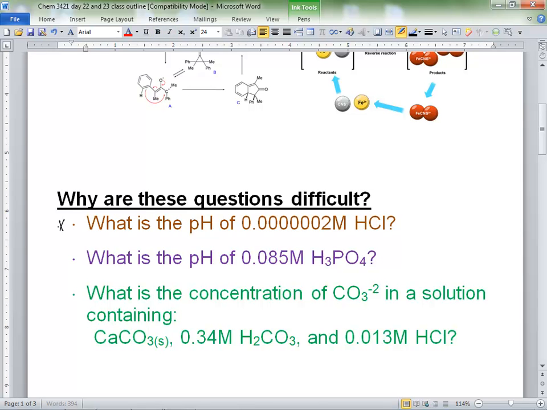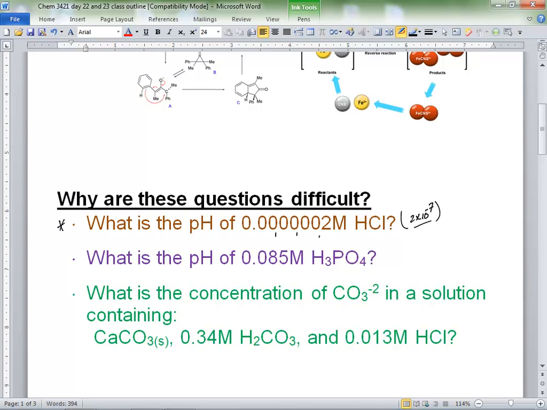Well, let's start with the top one. What is the pH of 0.0000002, how many zeros is that? 2, 4, 6, 2 times 10 to the negative 7. What is the pH of 2 times 10 to the negative 7 molar HCl? Well, is HCl a strong acid? Yeah. It doesn't even look like activities would matter because there's hardly any ionic strength here at all. And you'd think you could just take the negative log of 2 times 10 to the negative 7, and you'd be done. But you're not.